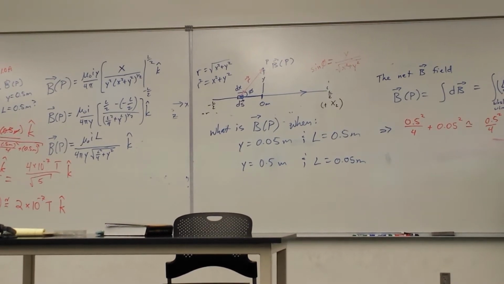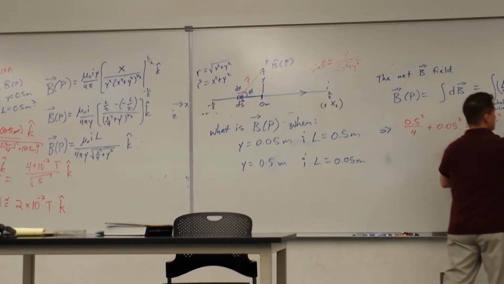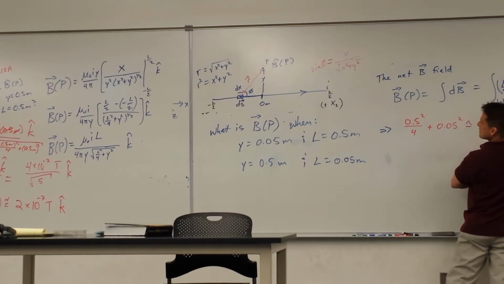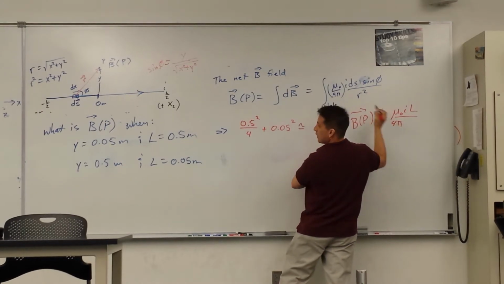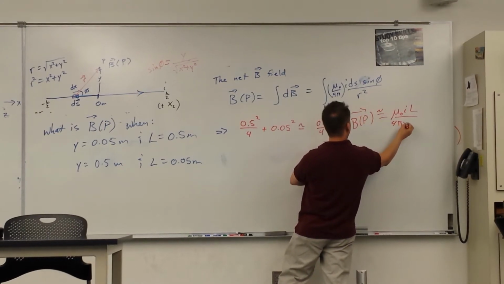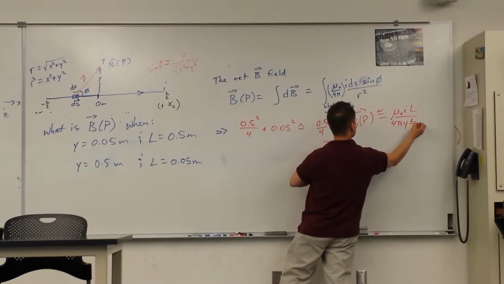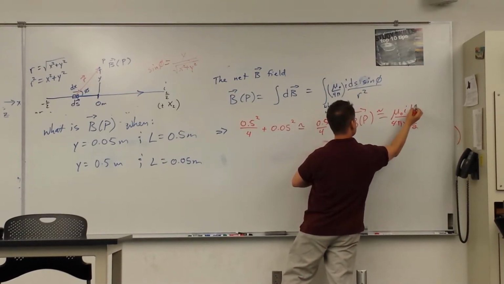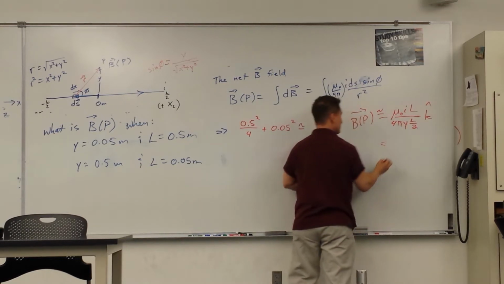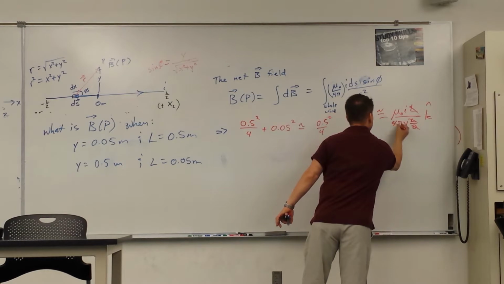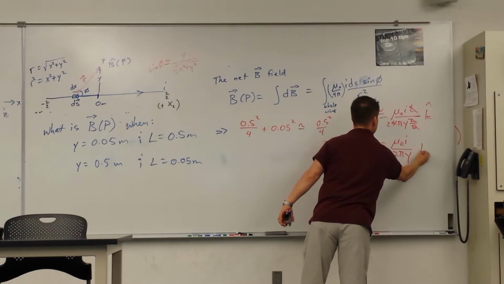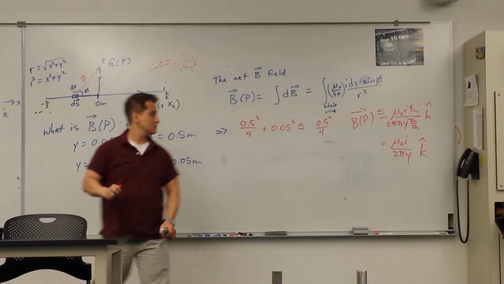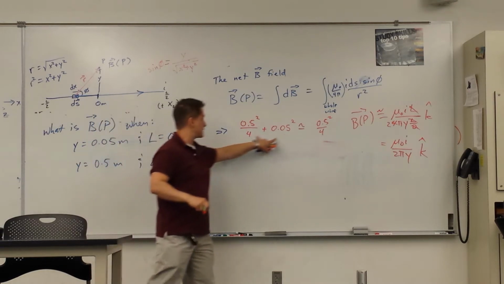So B, this tells me with this that this is going to be approximately mu naught I L over 4 pi Y L over 2 in the k direction. That 2. This breaks down to about mu naught I over 2 pi Y. For these sets of values.